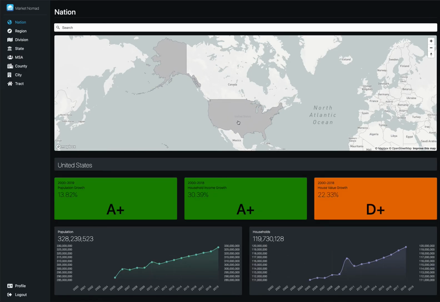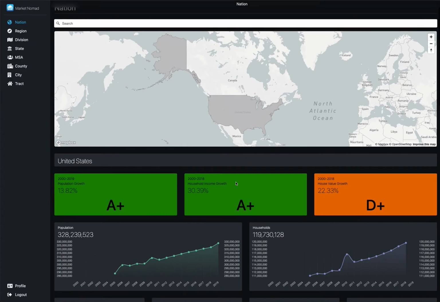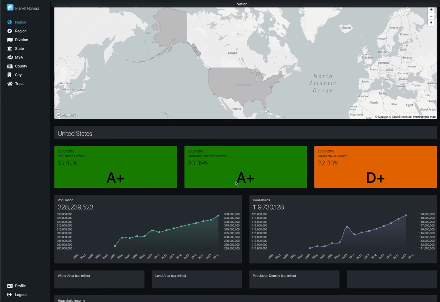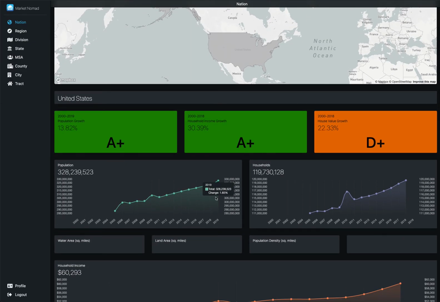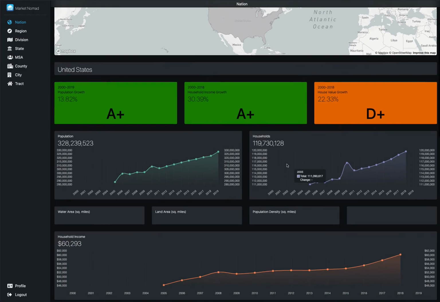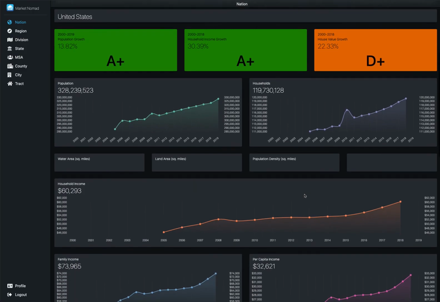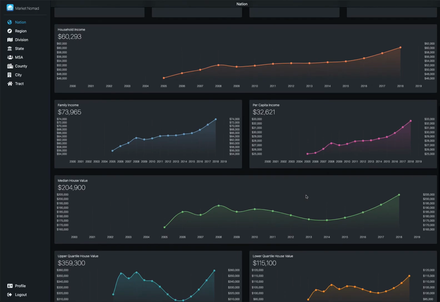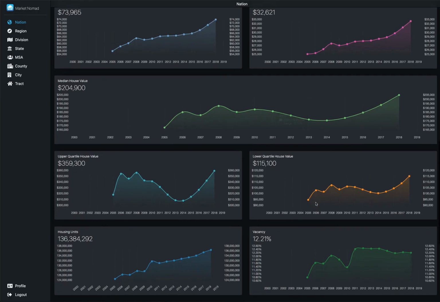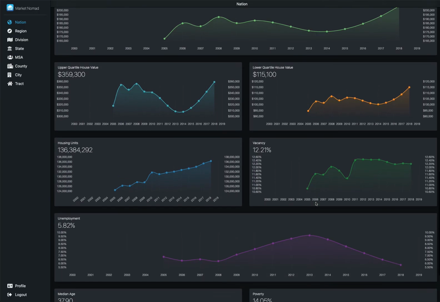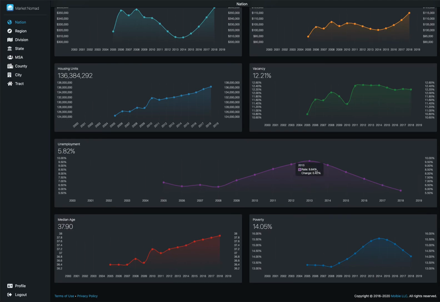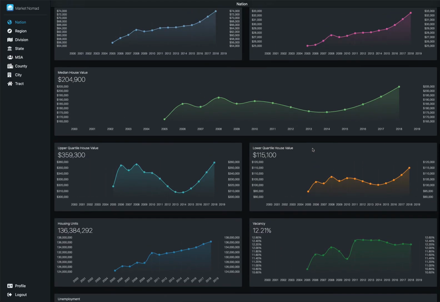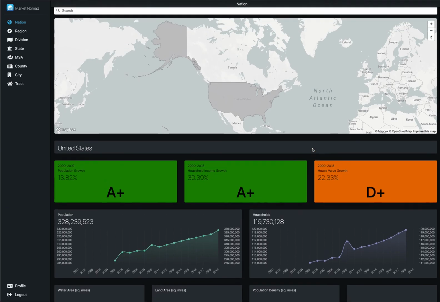When you select an area on the map, the graphs will populate with the information for the selected area. As I scroll down, you'll see that there's a lot of information that we can use to help us find a good market, such as population, households, household income, median house value, vacancy, and much, much more. So how do we use this information to help us find a market?